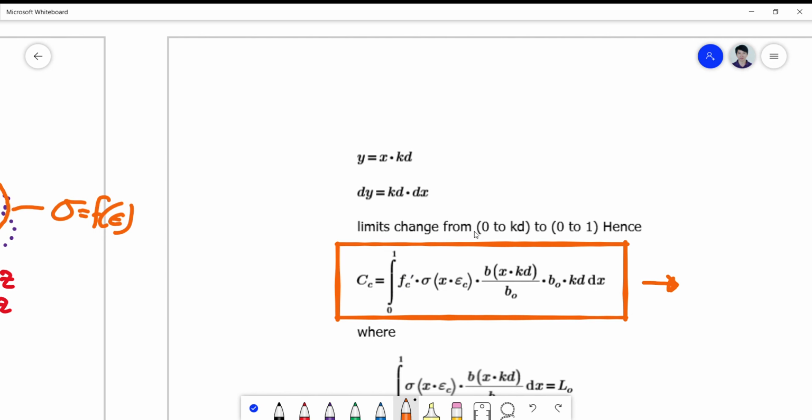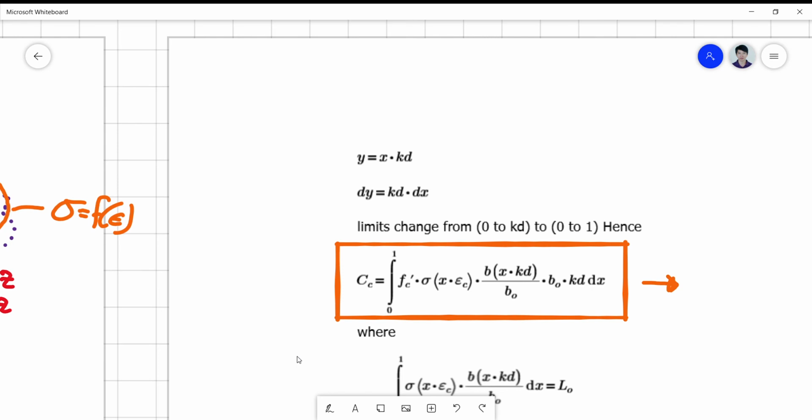And I will not require you to do a software program. So I will just require you to do a simple problem computation. So you can use Excel, MathCAD, MATLAB, etc.